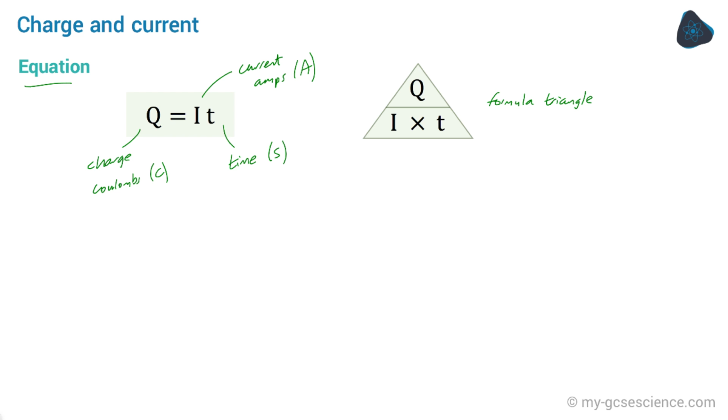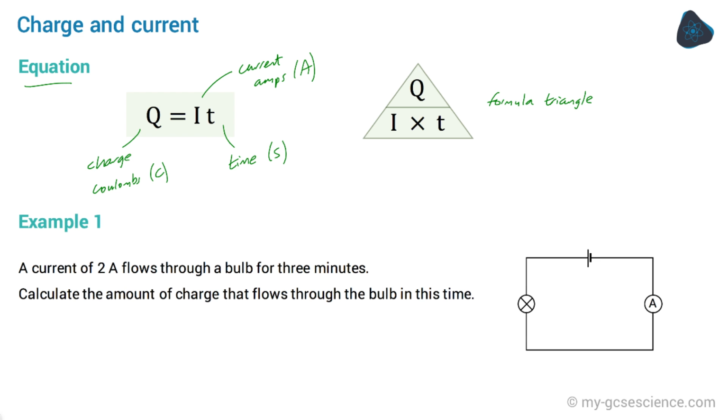Alright, so let's start off with a nice simple example. Just have a quick read through here and take a look at the diagram on the right hand side. Now, before we do anything with the equation, let's just highlight the key numbers that are given to us in the question. The current is 2 amps and it's flowing through our bulb for 3 minutes. Right, let's get going on the actual solution now.